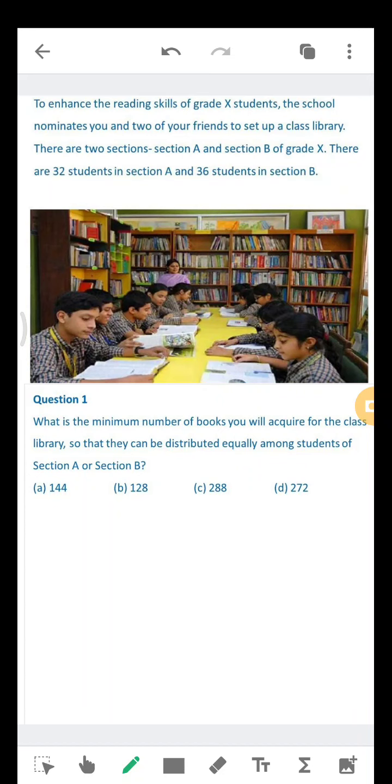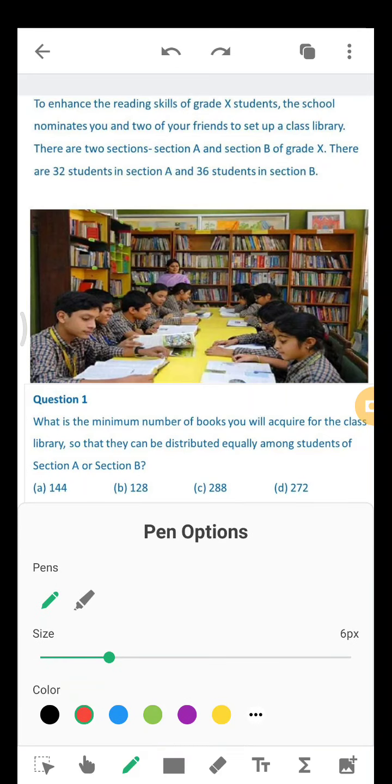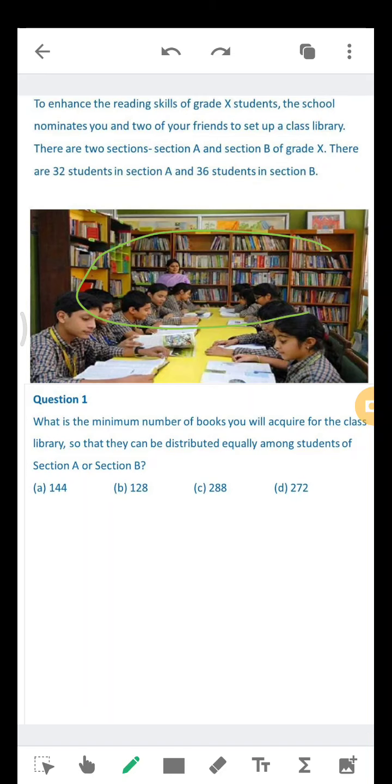So the question is: to enhance the reading skills of grade 10th students, the school nominates you and two of your friends to set up a class library. As you can see, students are sitting in a library and there are books on the shelves. There are two sections, A and B, of grade 10. There are 32 students in section A and 36 in section B.